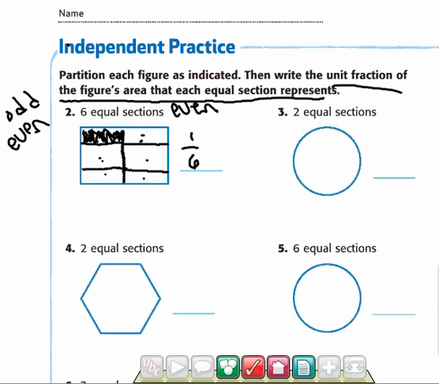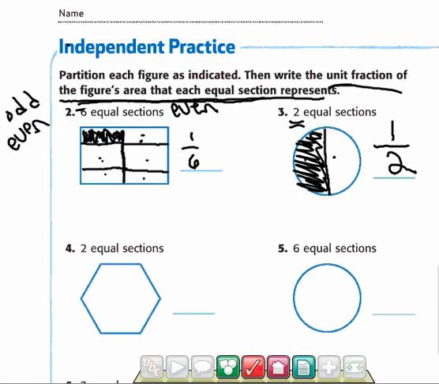All right, let's take a look then at number 3. It says 2 equal sections. Well, again, this is an even number. We're looking for odd or even. And we know if it's an even number, the first thing we can do is separate it down the middle. And here's the cool thing: we've already created our 2 equal sections. 1, 2. So now we need to write the unit fraction for the figure's area of each equal section. So if I shaded this section right here, what unit fraction would that be? Well, we know there's 1 out of 2, 1/2.